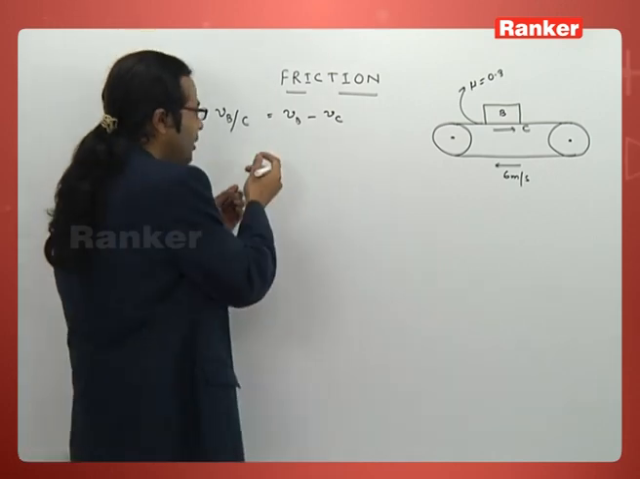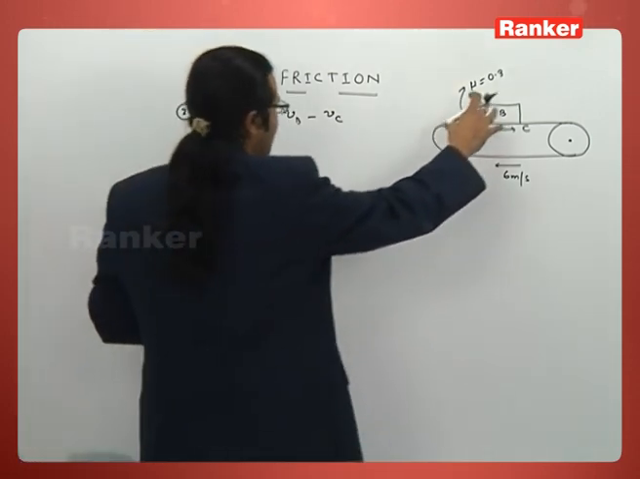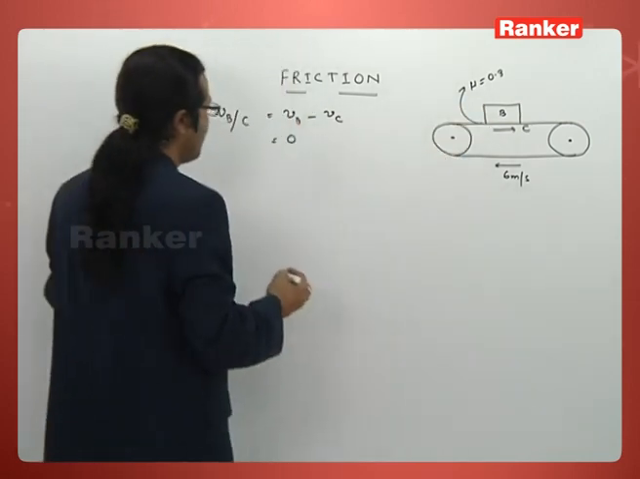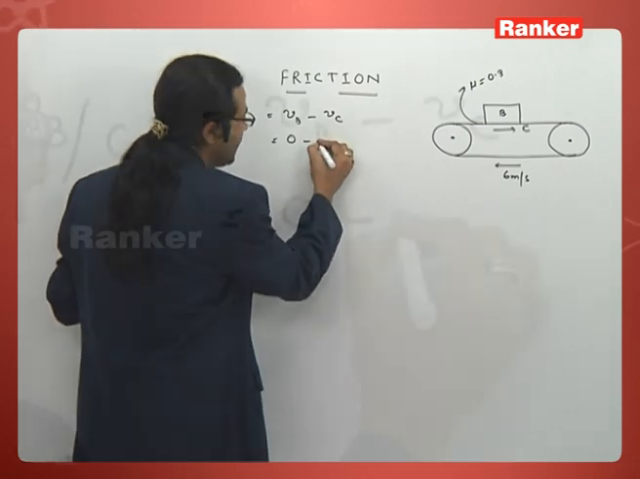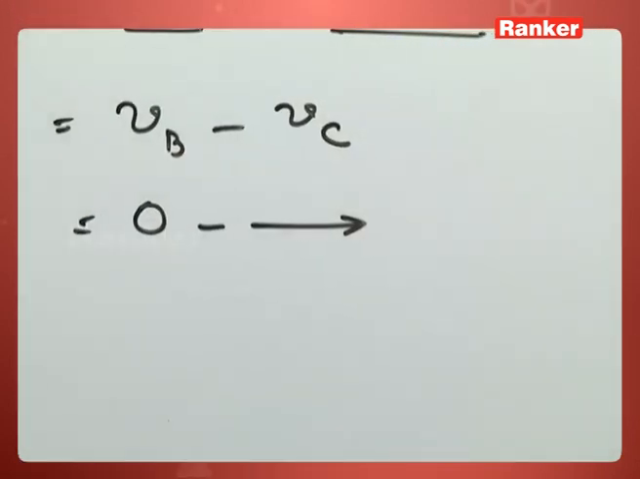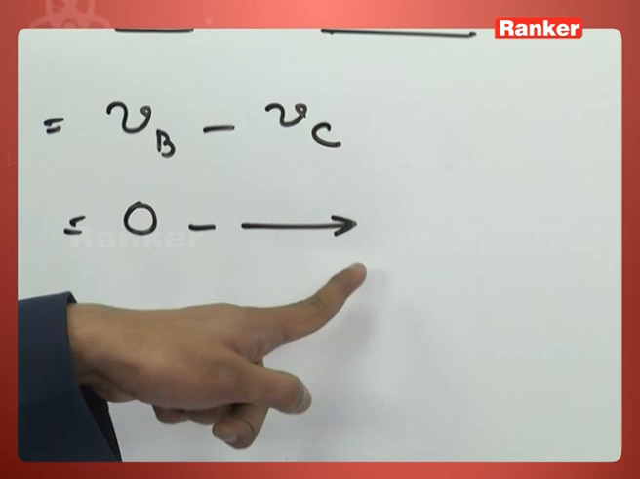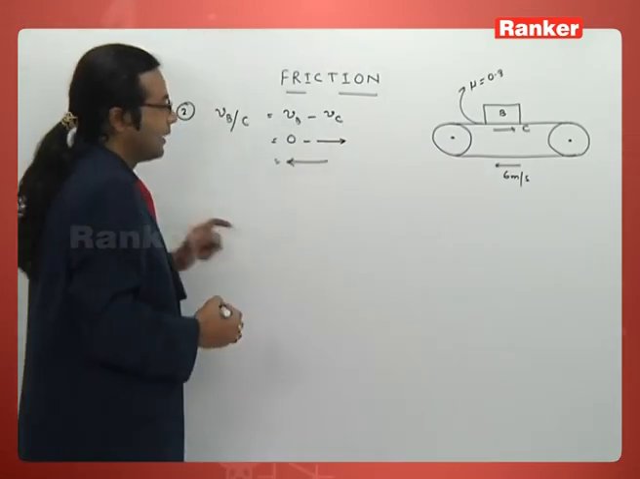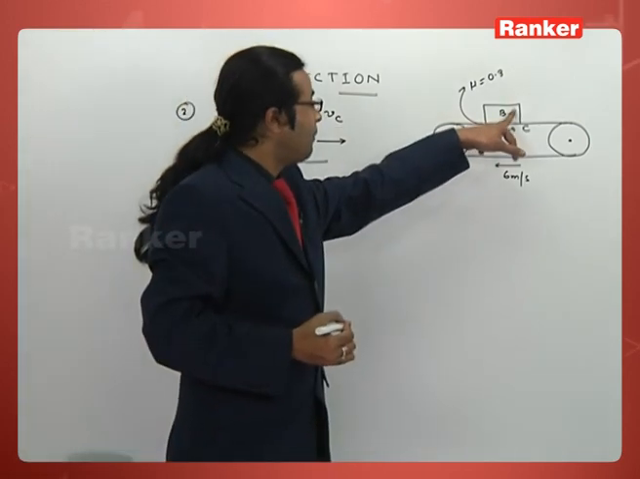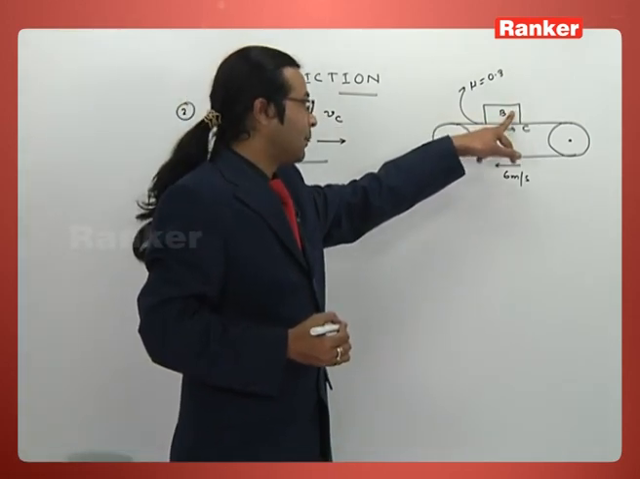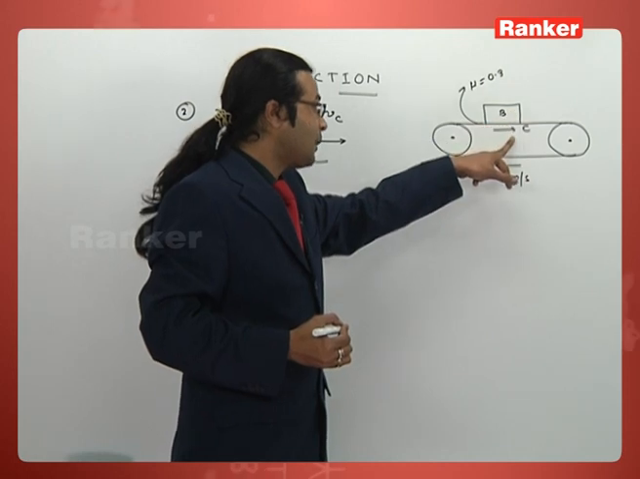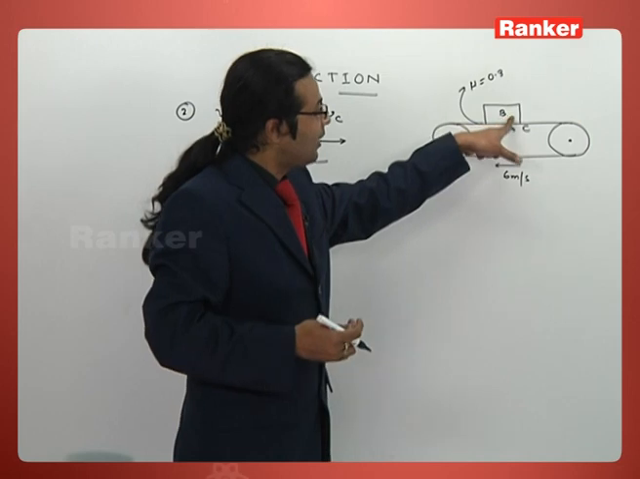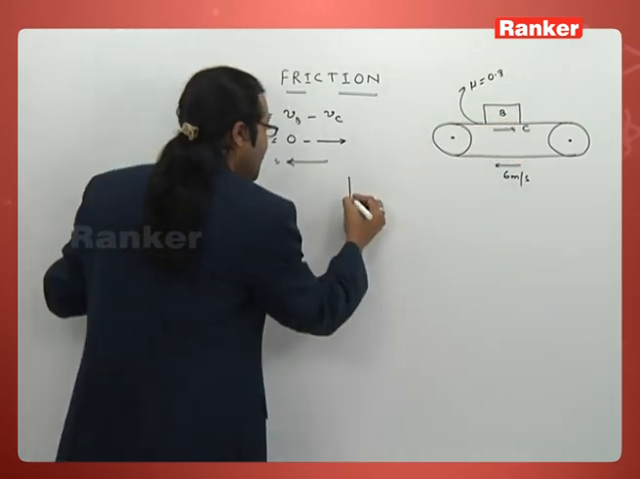So here I introduce a little funny thing. Velocity of block is 0 because it is just dropped. Velocity of conveyor belt is in the forward direction, so I write it forward. So minus of forward direction means backward direction. That means the velocity of block with respect to conveyor belt is in the backward direction. So frictional force acting on the block B will be in the forward direction.